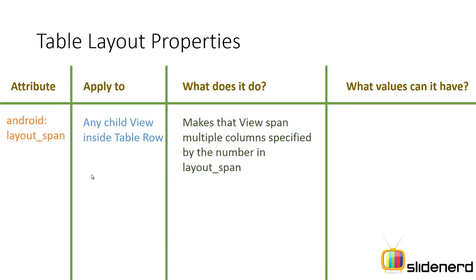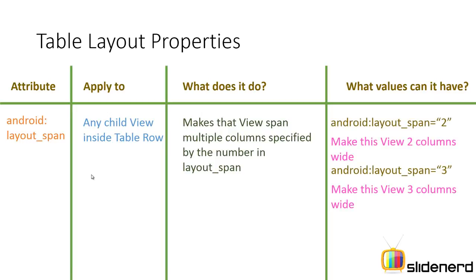this attribute. Now if you are from an HTML background, there is something called colspan which does the same thing. If you are not from an HTML background and you're confused about what I just said, don't worry. In the next slide, I'll actually show you how this looks. So what kind of values can it have? Very simple. If you say layout span is 2, then it's going to make the view take 2 columns in width. If you say 3, then it's going to make it 3 columns wide, and so on.